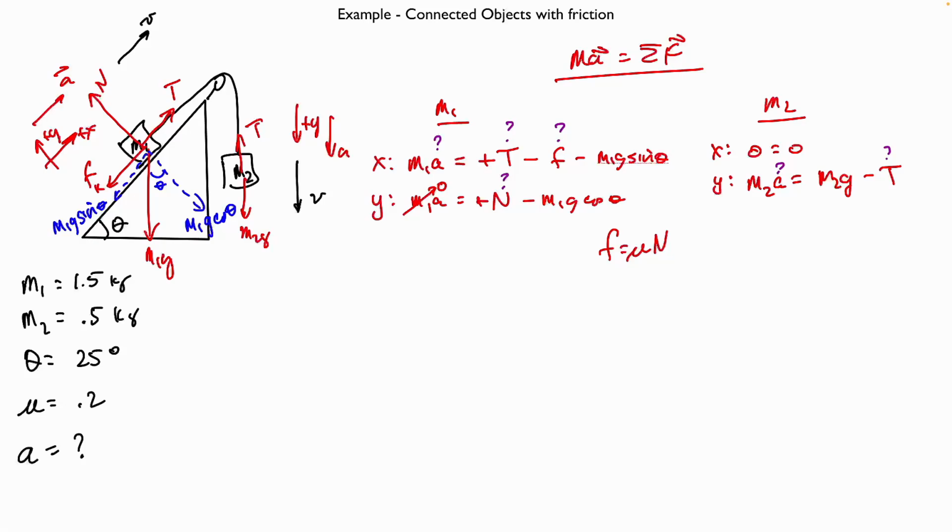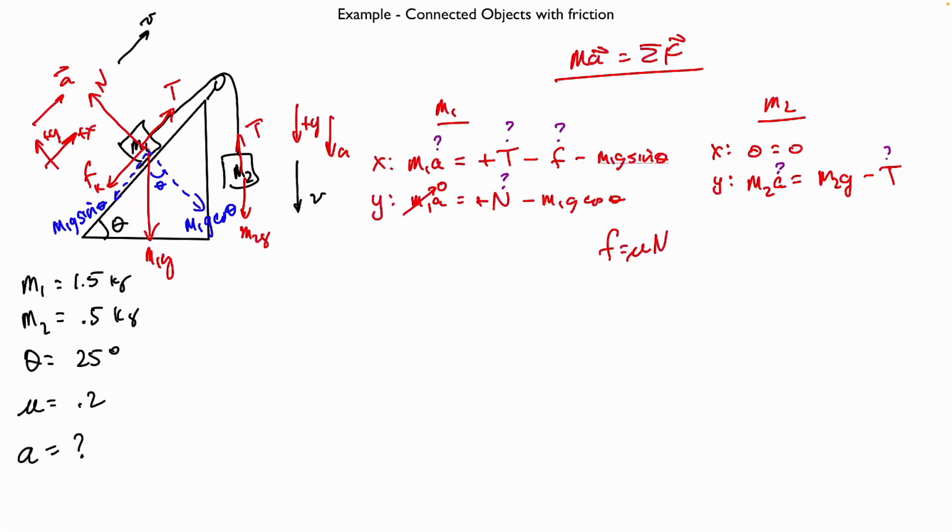Okay, right? I believe that we simplified the one in the lab slightly, because I think the problem you had, I pulled it up on my screen here because I had to get the numbers. I think what we gave you was T minus F equals M1A. And then N minus M1G cosine theta equals 0. We gave you M2G minus T equals M2A.